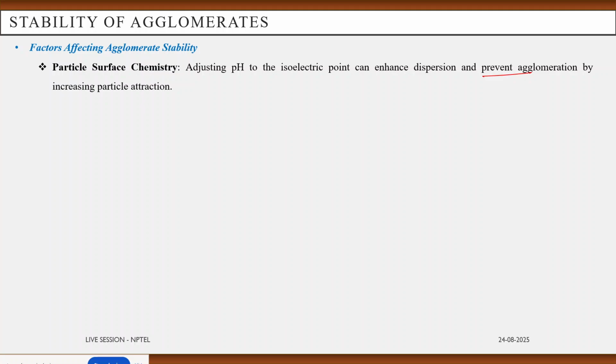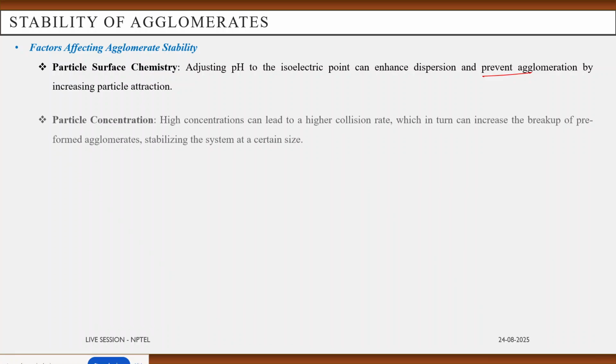attraction. So this pH or particle surface chemistry also plays an important role, because it controls the particle agglomeration depending on the surface chemistry.